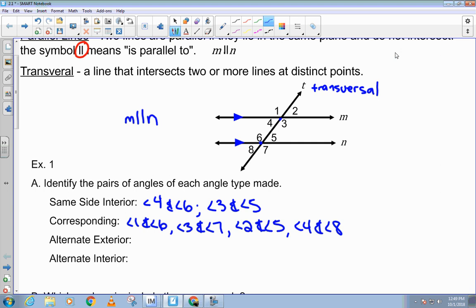Alright, then we have alternate exterior. Alternate exterior angles are on alternate sides of the transversal, outside the parallel lines. One on one side, one on the other side of the transversal. So that would be 1 and 7. And what would the other pair be? 2 and 8.